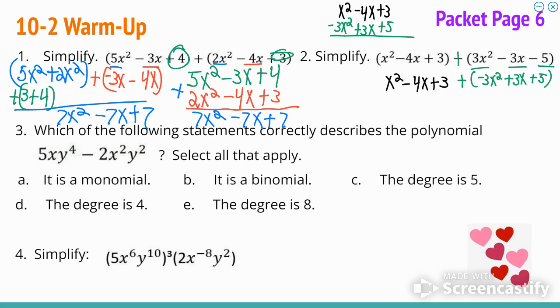Maybe, for example, this one didn't have a 3x, so maybe it was negative 3x squared plus 5. Well, then you would have nothing here. So you could leave it blank and bring it down. Some of you were confused when I said you would need to substitute in a 0x. All right. You just leave it blank.